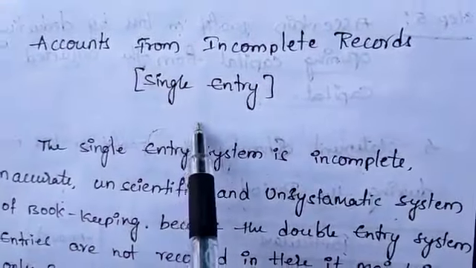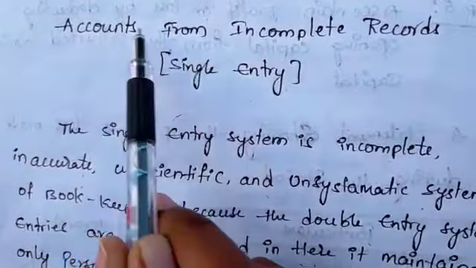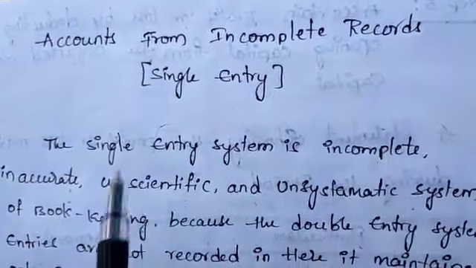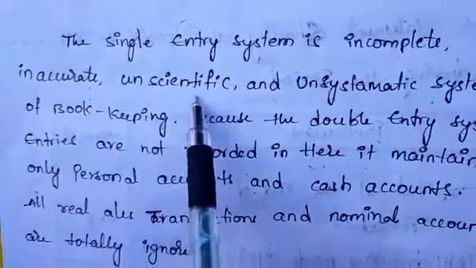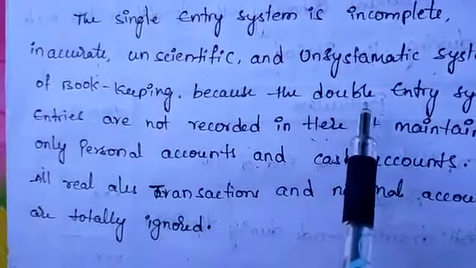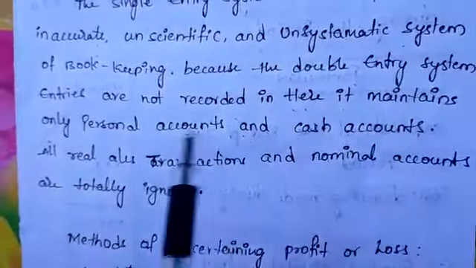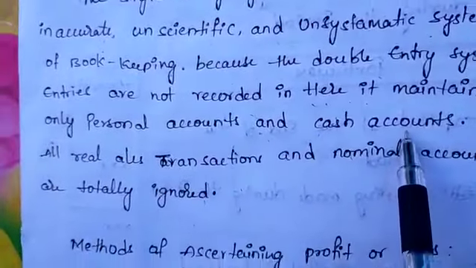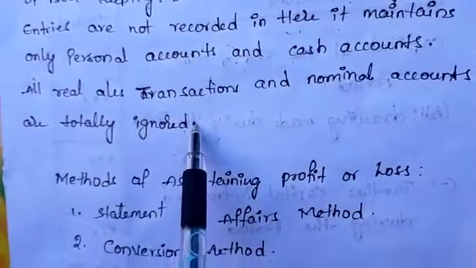In this video, we are going to see the single entry system, that is, accounts from incomplete records. The single entry system is an incomplete, inaccurate, unscientific and unsystematic system of bookkeeping. Because double entry entries are not recorded here, it maintains only personal accounts and cash accounts. All real accounts and nominal accounts are totally ignored.